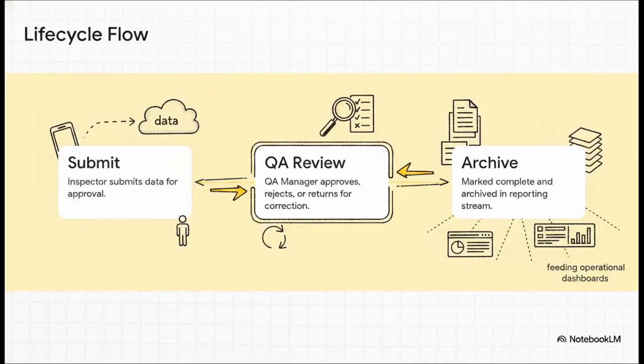And this brilliantly illustrates how the loop finally closes. The inspector submits their work, and instantly, that data travels from the mobile muscle straight up to the web brain. It lands right in the central approval queue. There, a QA manager reviews the data for a final management sign-off. They can approve it, reject it, or return it for correction. Once it's all perfect and approved, it's marked complete and permanently archived in the reporting stream, feeding all those operational dashboards we talked about earlier.